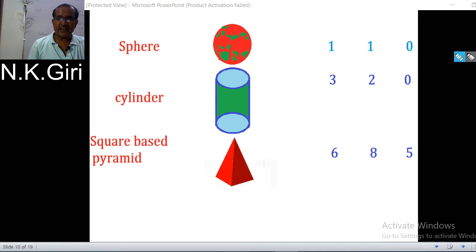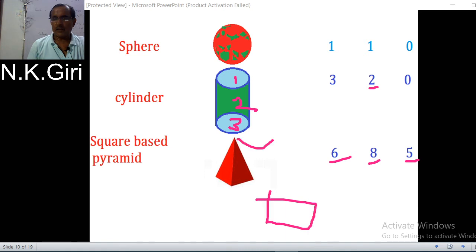Now the pyramid has 5 faces and 8 edges. These are edges: 1, this is 2, this is 3 and 4, 5, 6, 7 and back 8, and 5 vertices. It means the base is a square. 1, 2, 3 and 4 are the base vertices and one vertex is this. Now we come on next.